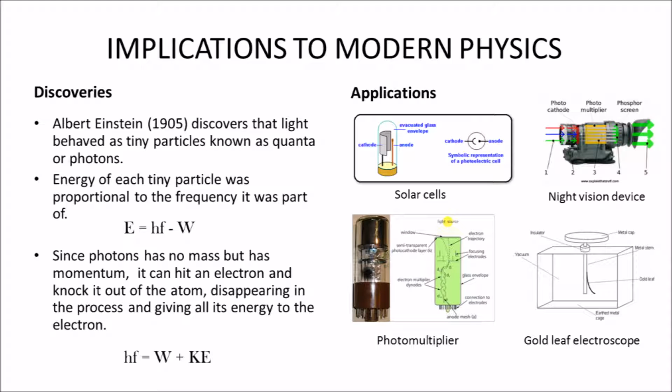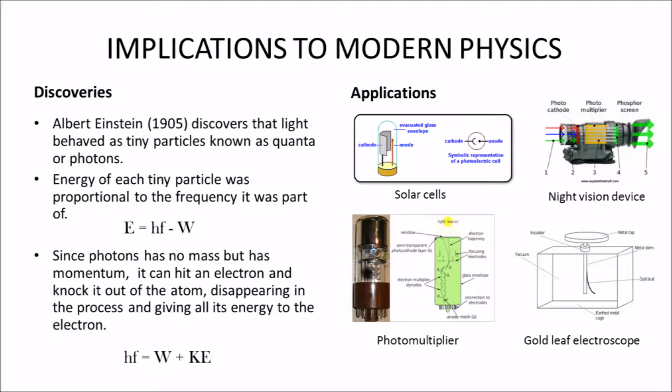He then came up with an equation, E equals hf minus w, where E is the energy of each tiny particle, h is the Planck constant, f is the frequency of the light, and w is the work function. Since photons have no mass but have momentum, a photon can hit an electron and knock it out of the atom, disappearing in the process and giving all its energy to the electron.